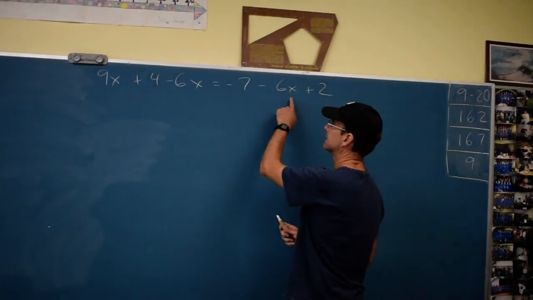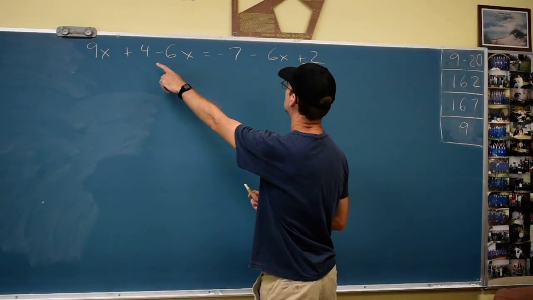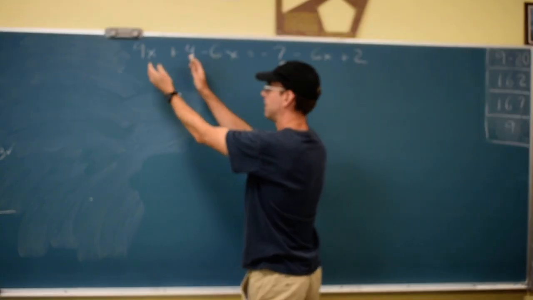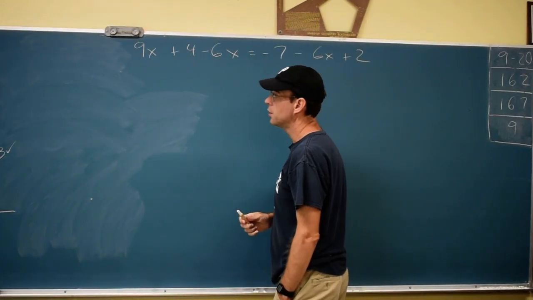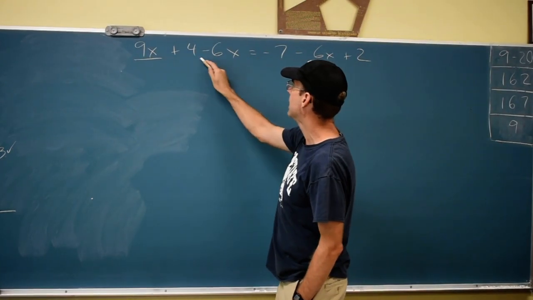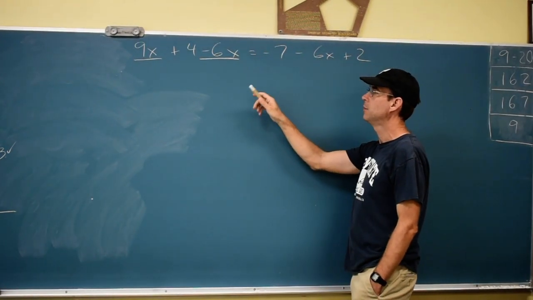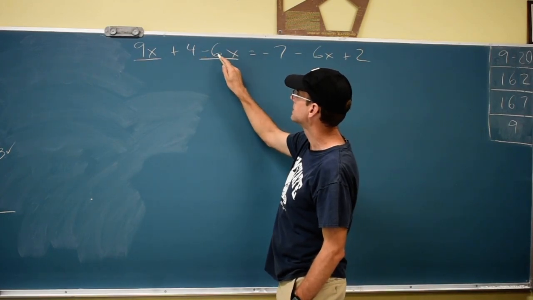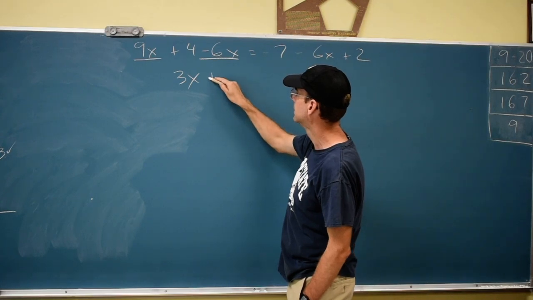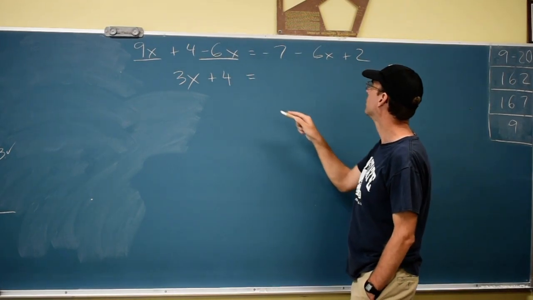Then there's a big giant one. So this, we have some x's on different sides of the equals, but we also have some x's that are on the same side of the equals. So what you're going to want to do there first is combine like terms. Okay, so this and this on the same side can be combined. 9x and a negative 6x would be a 3x plus a 4.